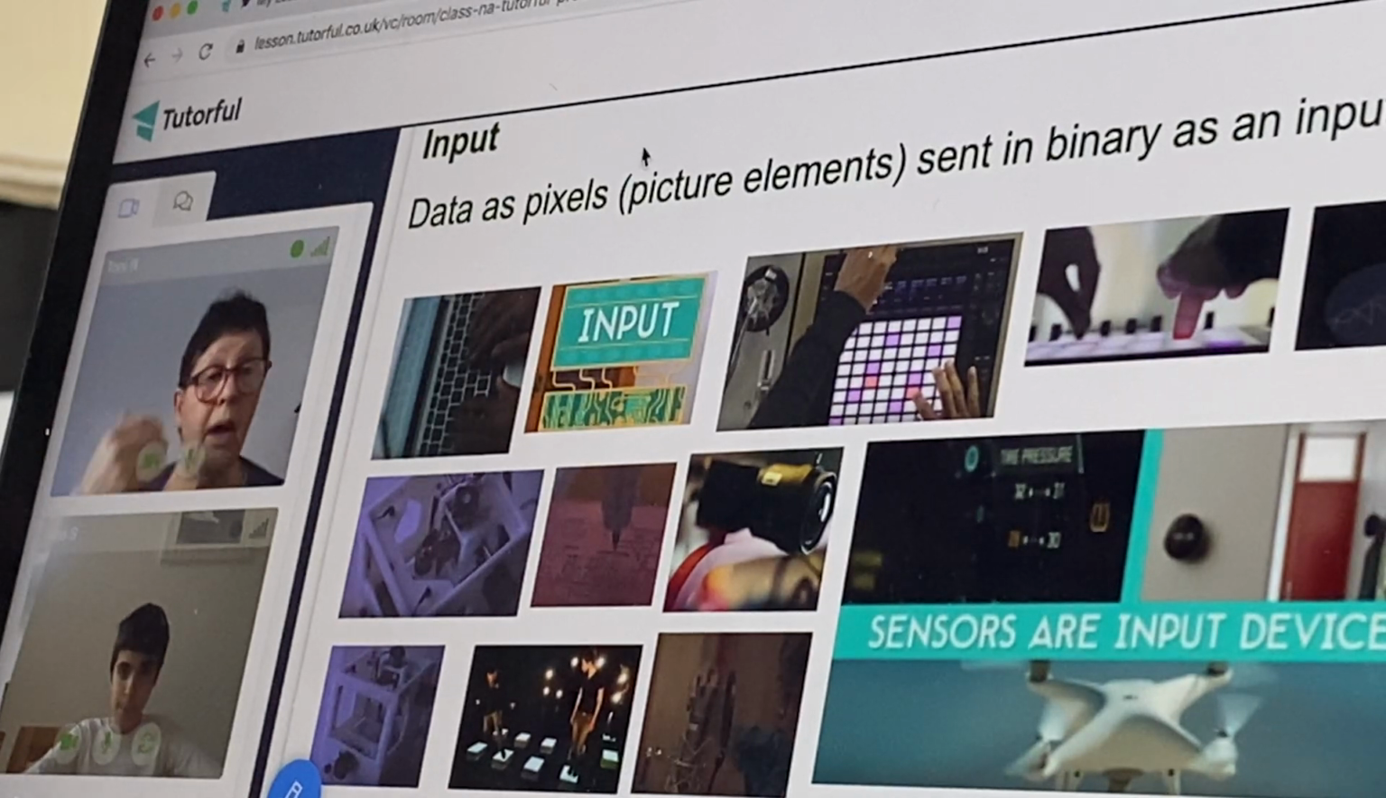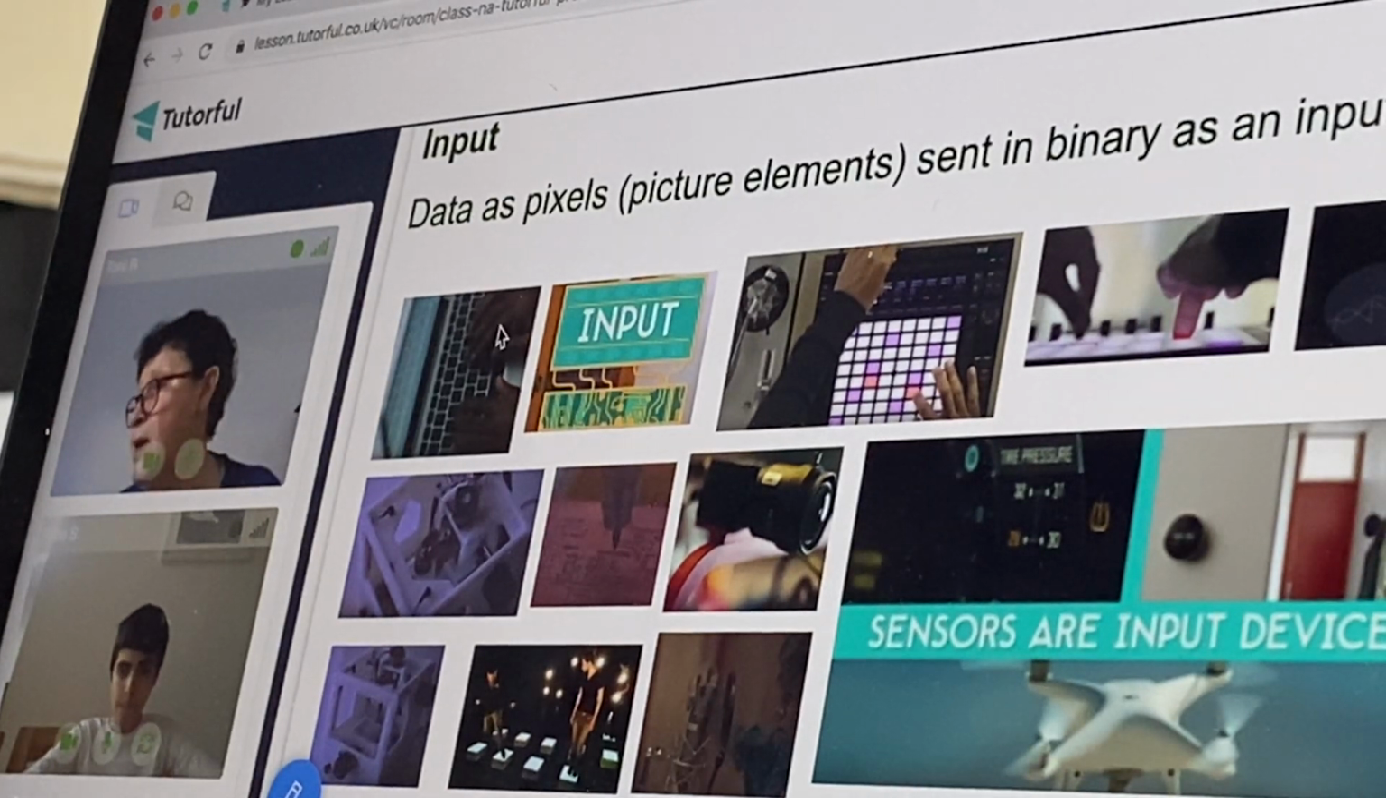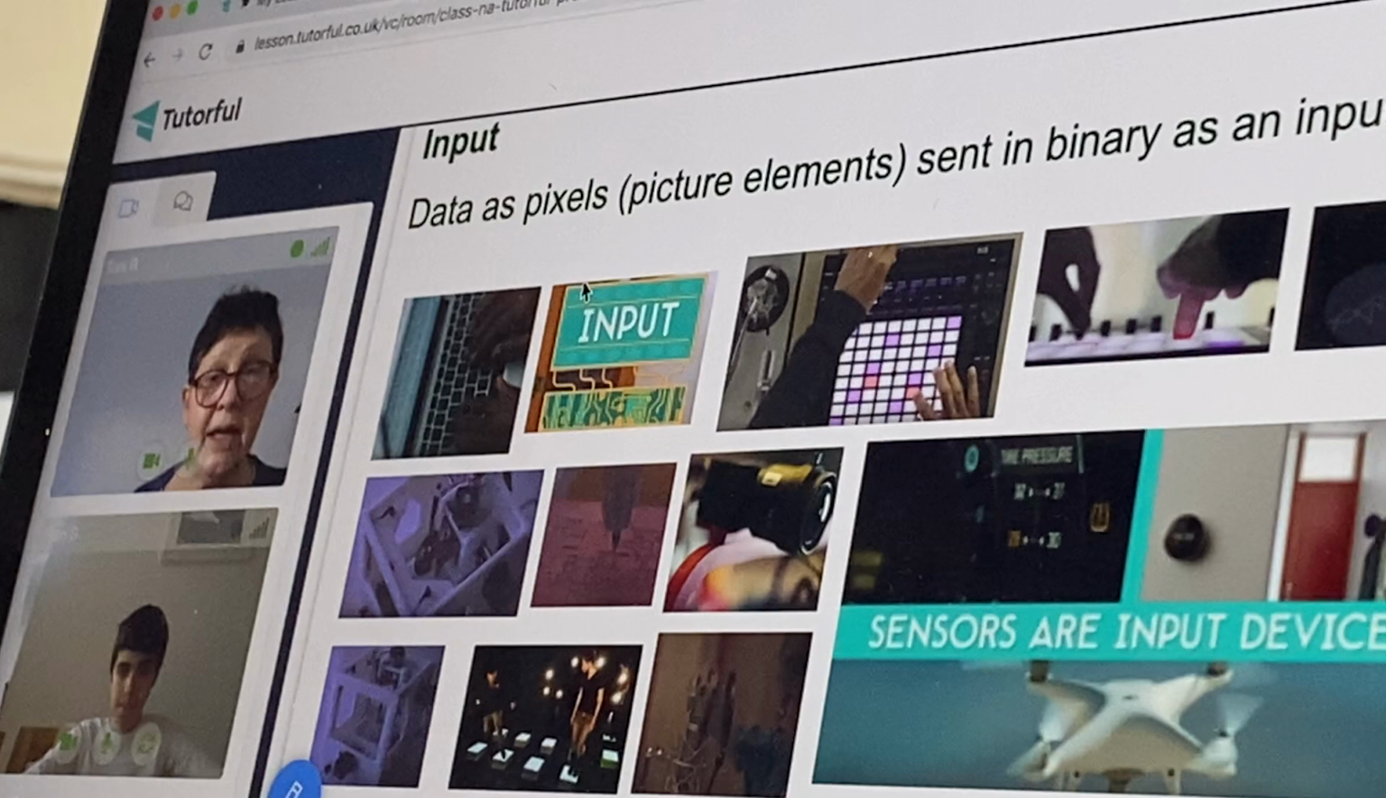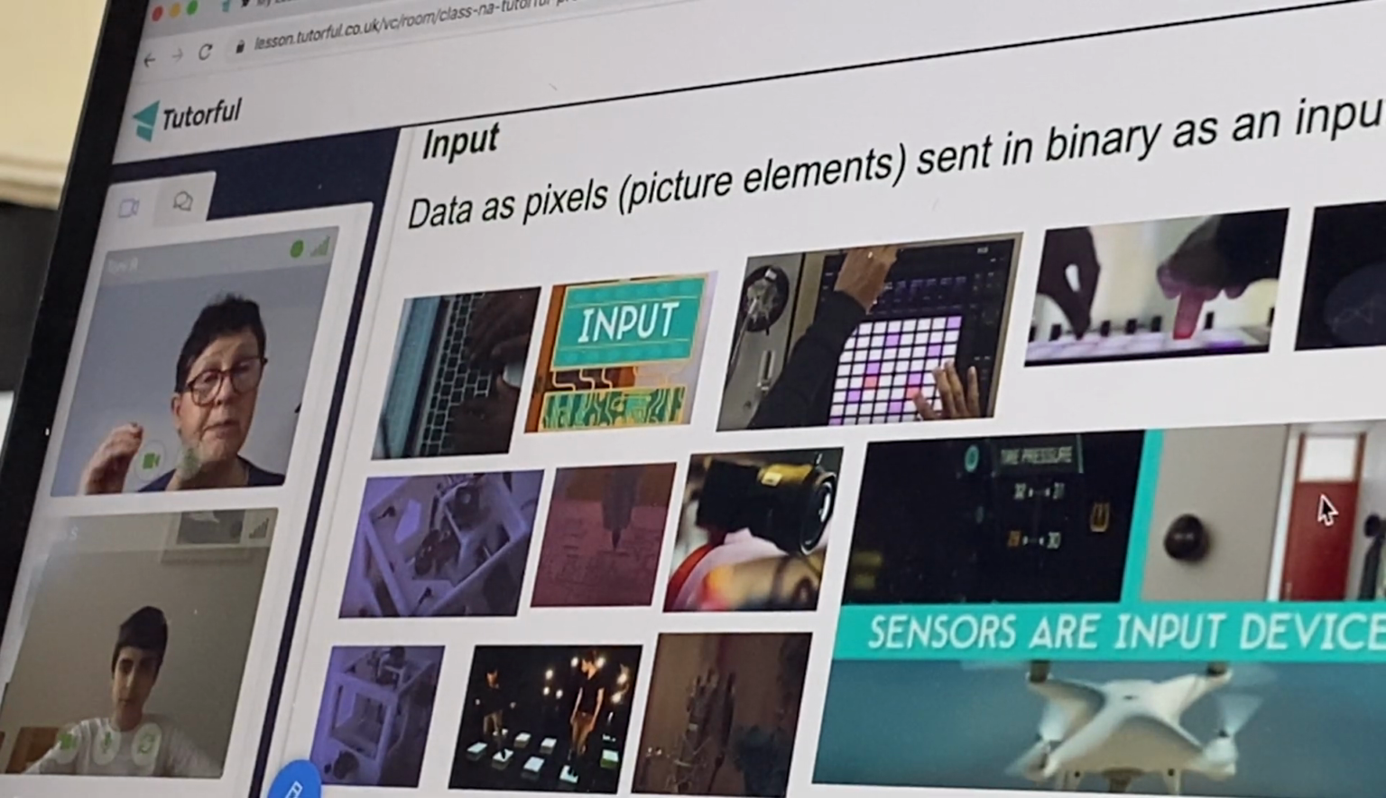Okay, so as you are aware, the data is sent as picture elements here. If you remember, pixel stands for picture element. And as you remembered, it's binary and it's sent as input. So as you saw in the video, that data is going into these pieces of equipment as binary.